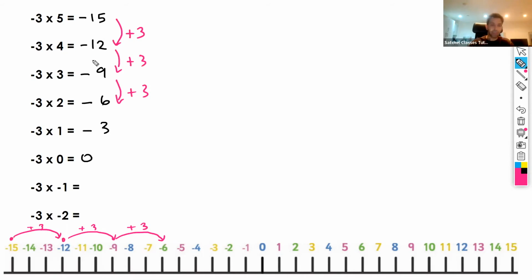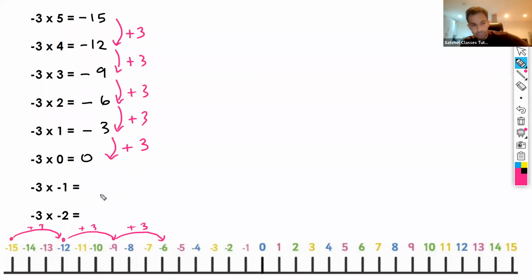And remember, at the beginning of the lesson, we established that as we move to the right of the number line, the numbers are getting bigger. So while 6 in itself is smaller than 9, we have to remember that this is -6 and this is -9. So -6 is bigger than -9. Likewise, -3 is bigger than -6. So we're adding 3 each time.